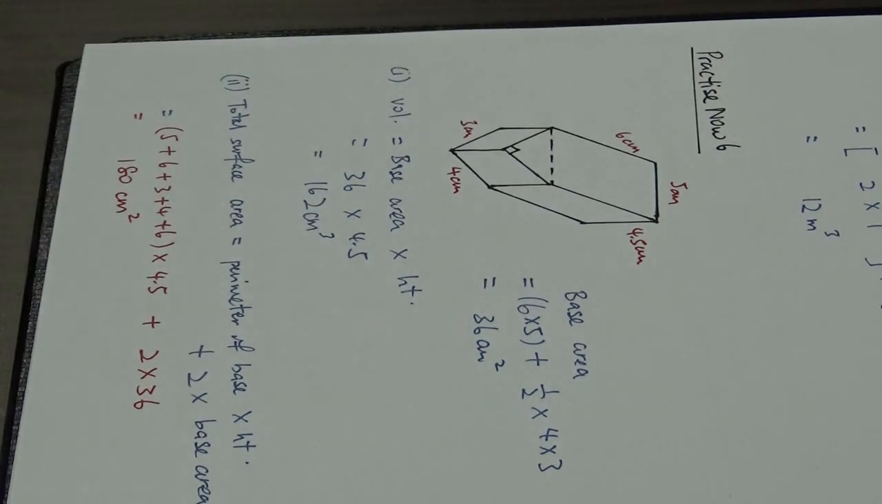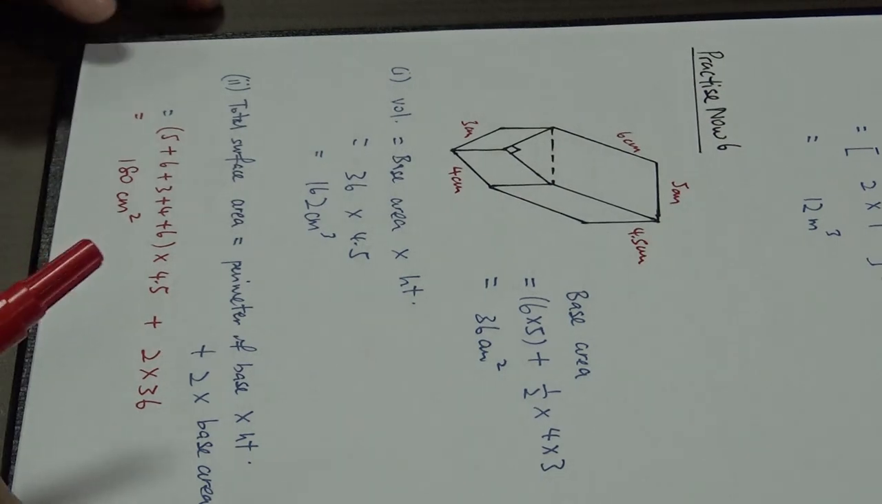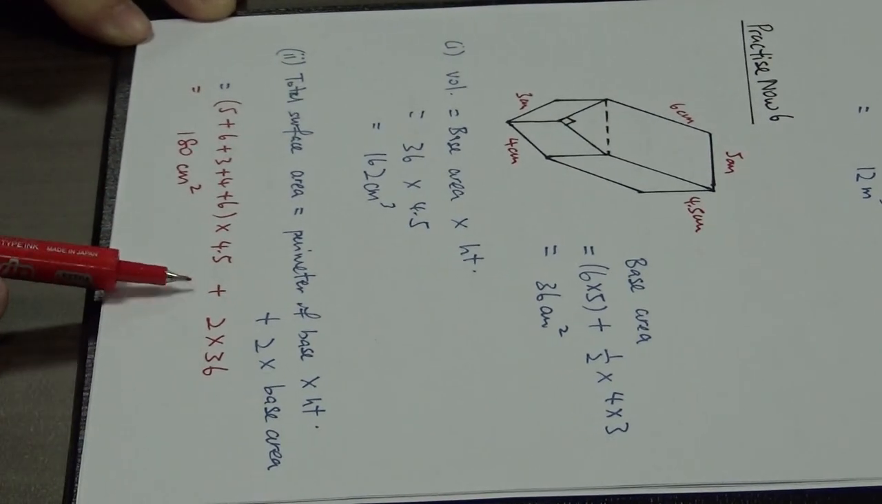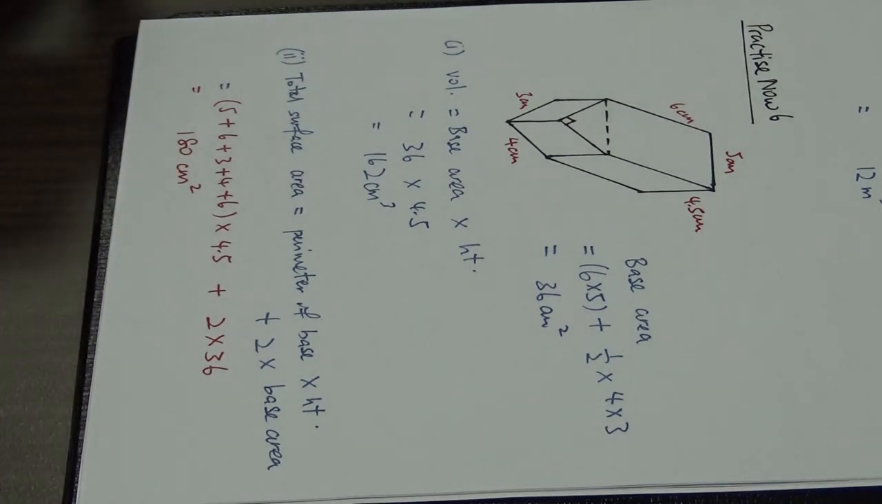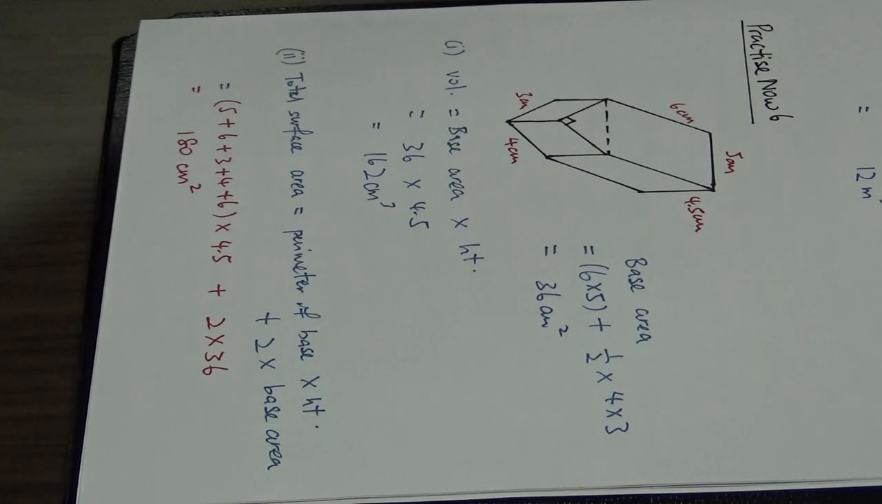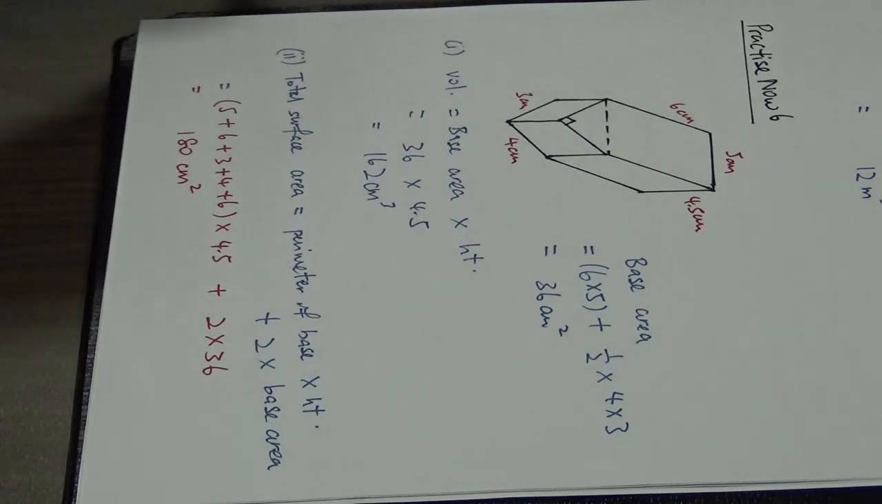Okay, and then I plus 2 times the base area, which means I plus 2 times 36. And therefore, I will get 180 cm squared. So that will complete your practice now 6, that is on page 183.